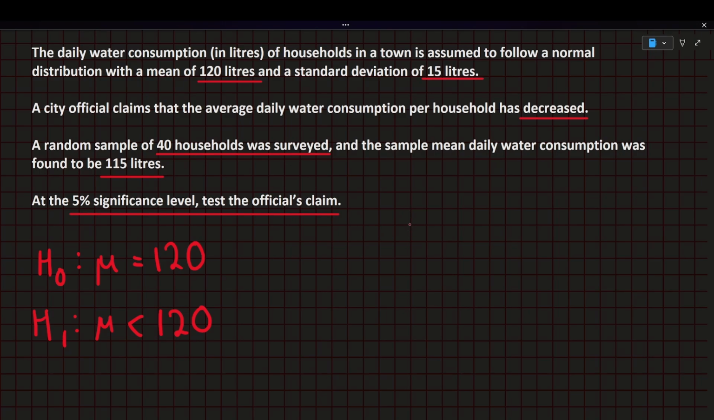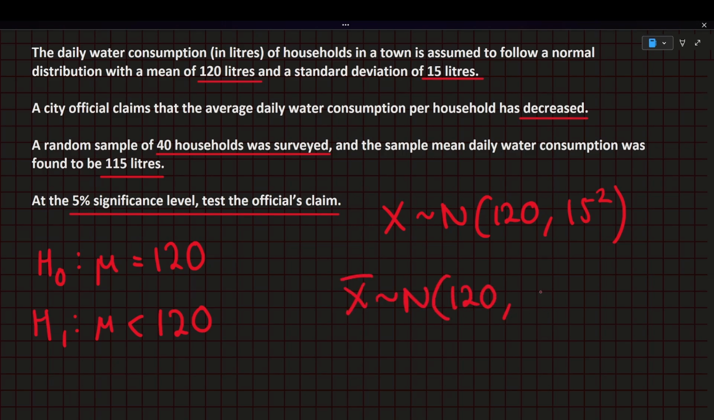So it says that it's normally distributed, so we can write our daily water consumption as X. That's normally distributed as 120 litres and a variance of 15 squared. So we can distribute the sample mean. It's going to have the same mean, and its variance is just going to be 15 squared divided by our sample size, which is 40.